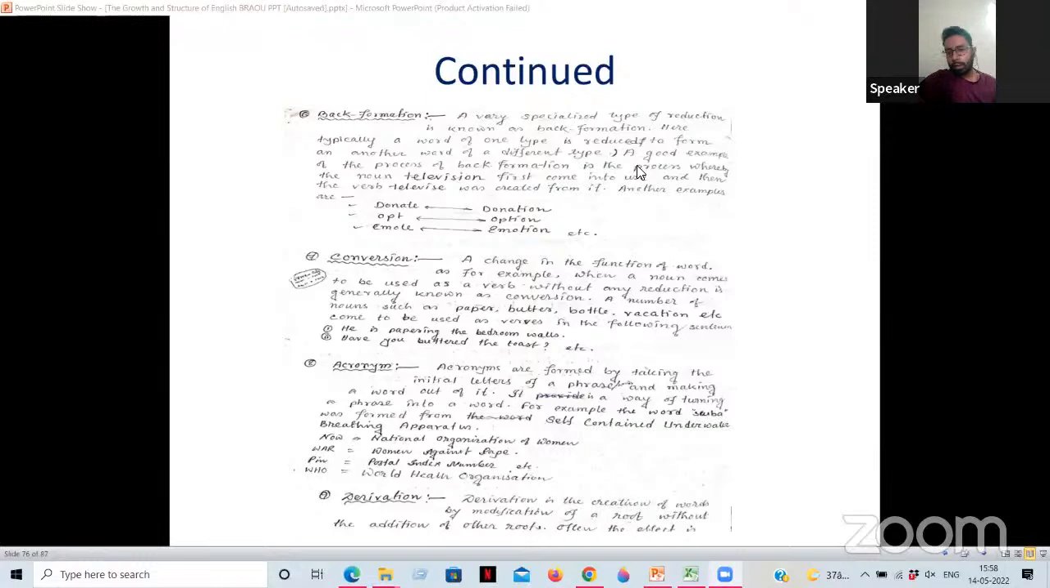Now we have also talked about derivation. Derivation is nothing but the inflections at the end, like less, ness, and all the affixes, prefixes and suffixes are called derivations. These are also useful things to make different words from different forms. Okay.